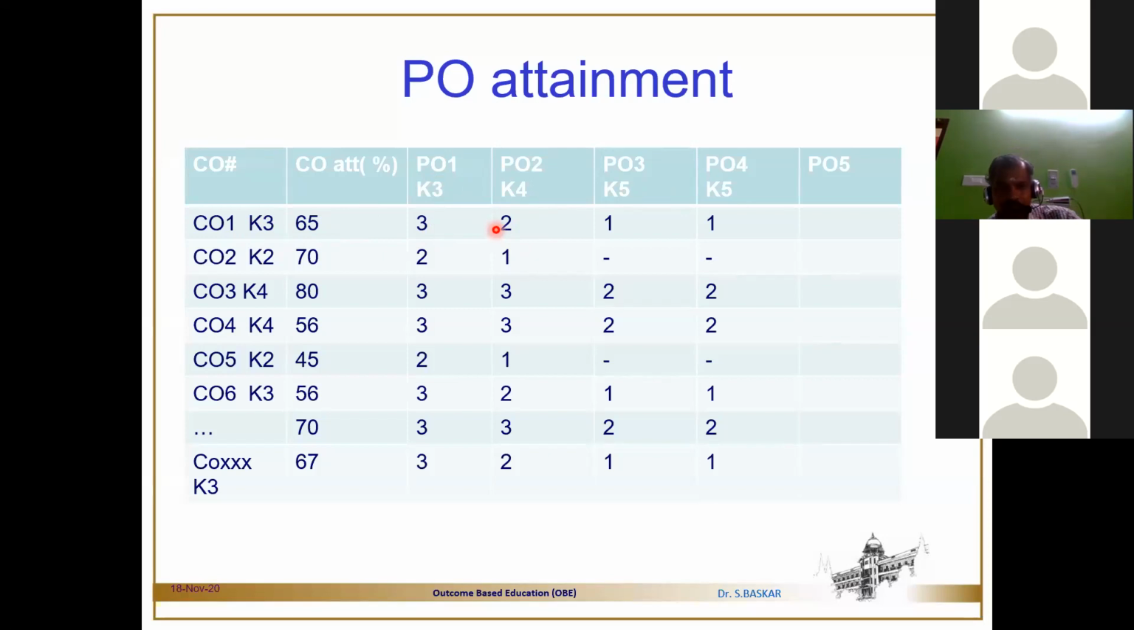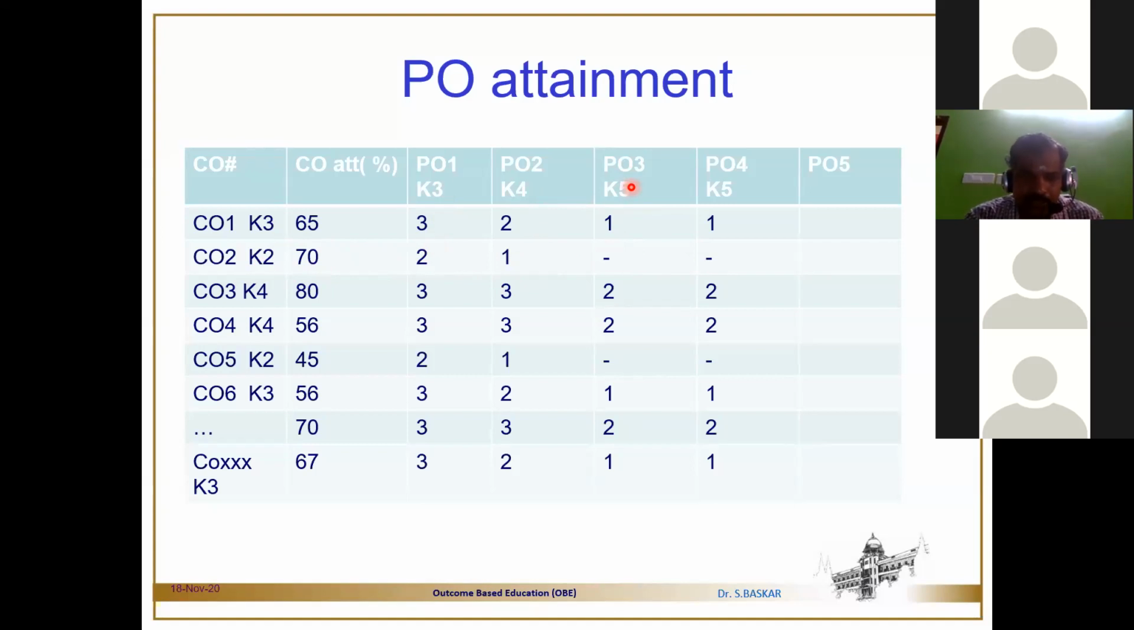Therefore, we are putting 2. Here, the difference is 2 levels. Therefore, we are putting 1, 1. When you consider the second CO, the CO2 level is K2, but the PO1 requirement is K3. Therefore, it is not strongly supporting, only medium level. Here, we are putting 1 because the requirement is K4 and it is supporting only K2. For all other things, we are putting dash because the requirement is K4, it is giving only K2, and the difference is very high. Therefore, we are putting dash.